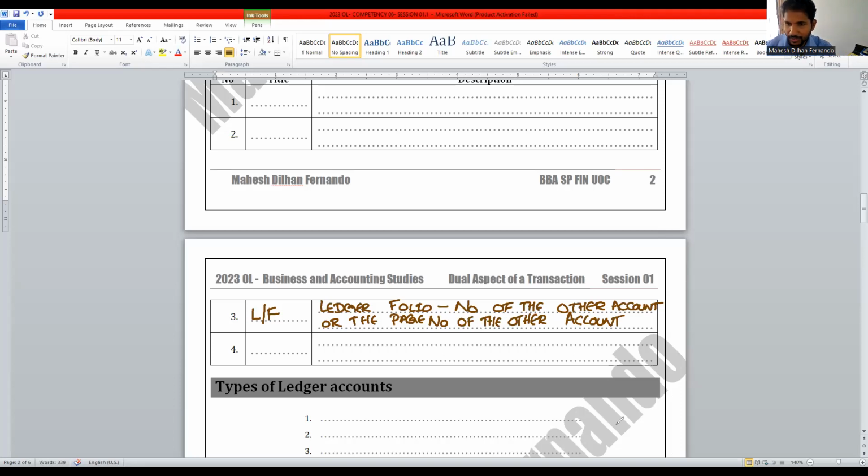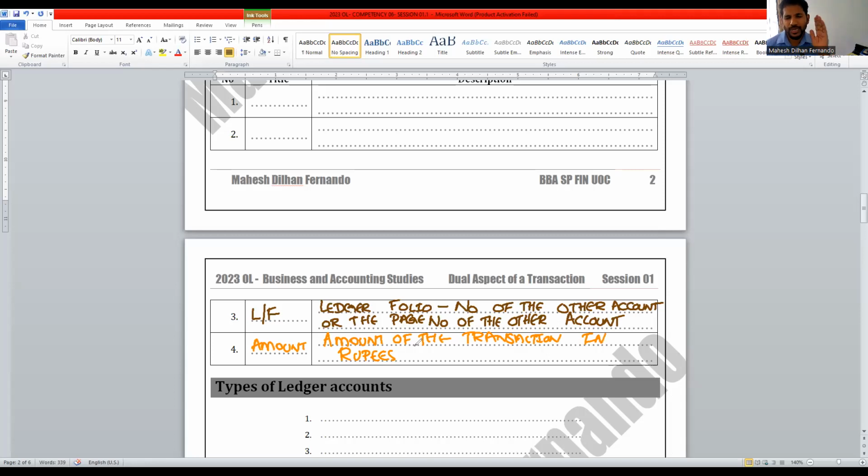And the last one, amount. The description is amount of the transaction in rupees. Amount of the transaction in rupees is recorded under the amount column. Now this is what we do.